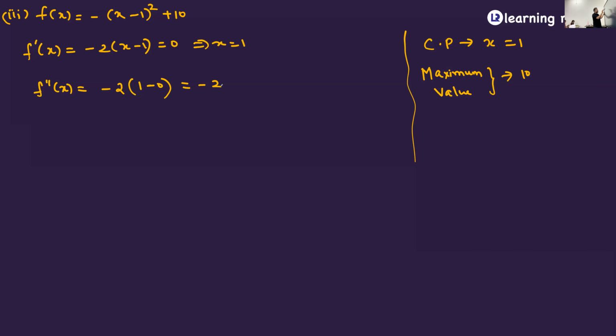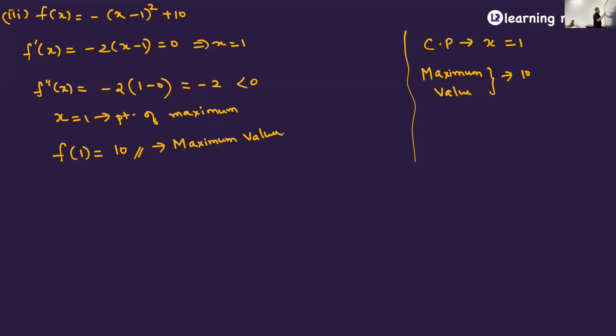Since f double dash of x is less than 0, at x is equal to 1, it will be a point of maximum. So what is going to be the value? F of 1. So when I take this and substitute it here, this will become 0 and you will be left with 10, and this is going to be the maximum value. I hope it is clear. Right.